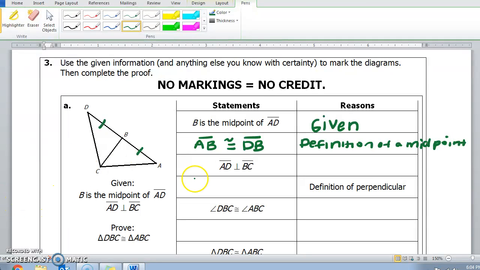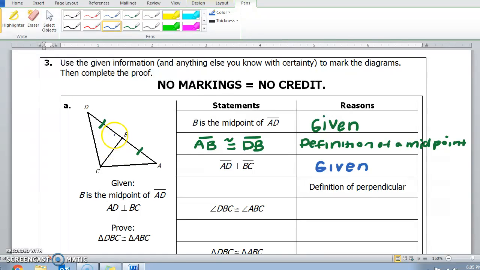Next, AD is perpendicular to BC. How do we know that? That was given to us. So once again, we write given. Now on the next blank, it has that the reason is definition of perpendicular. What do I know when I have a line that's perpendicular to another line?